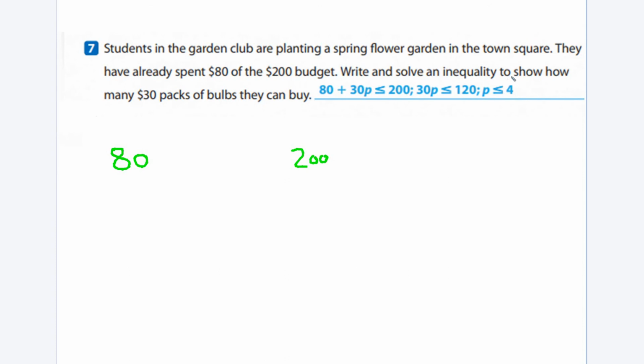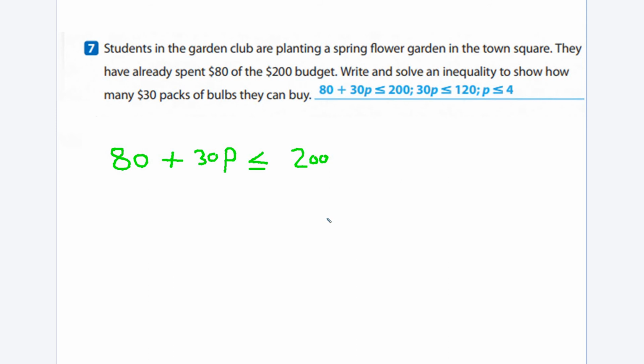Now, write and solve an inequality. Remember, less than, greater than, or equal to, etc. To show how many $30 packs of bulbs they can buy. Well, if they buy one, that's $30. If they buy two, that's $60. If they buy three, etc. They use P for the packs of bulbs. So you got the $80 they already spent, plus the $30 per pack of bulbs, and this amount has to be less than or equal to 200 because that's their budget. So I hope you guys understand how I came up with that.